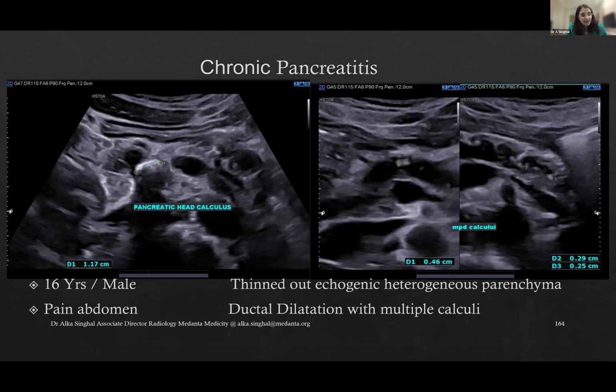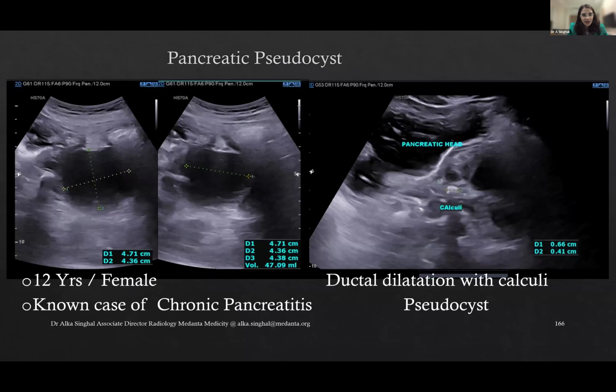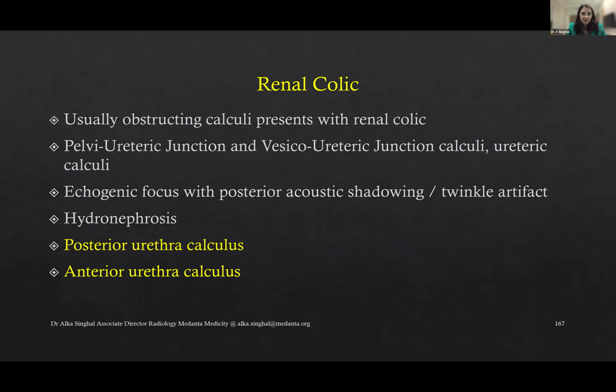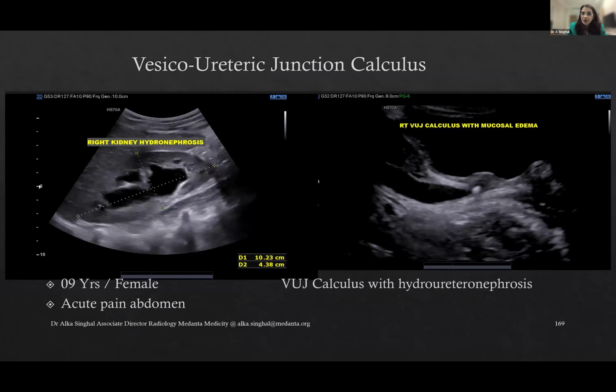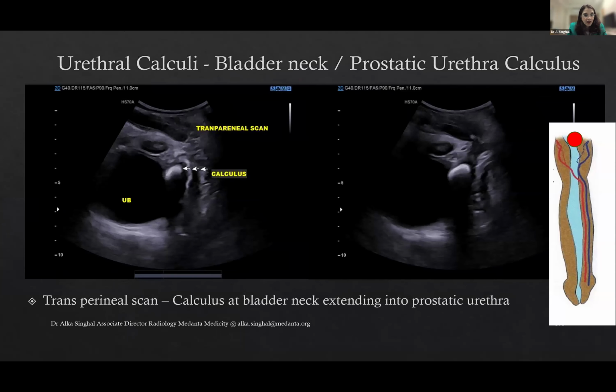Chronic pancreatitis, calcifications, dilated ducts, calculi going down, we can all see. Pseudocysts, we can see. Renal colic, of course, stones can present anywhere in the entire tract. We will look at it all in detail in the specific module. You can have calculi in the ureter, in the UV junction, and the prostatic urethra, and the bladder neck on the way out.